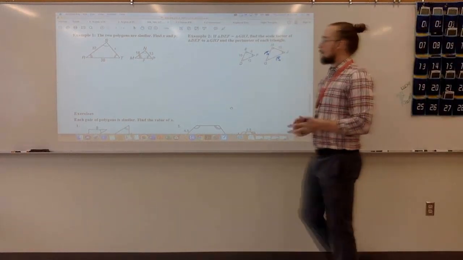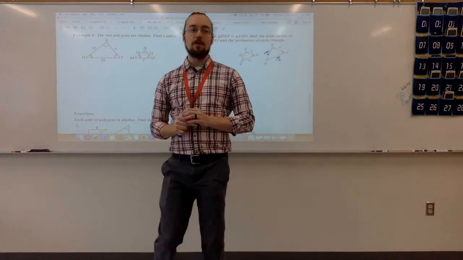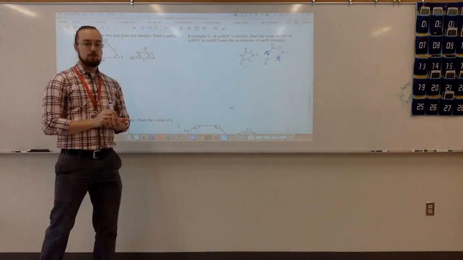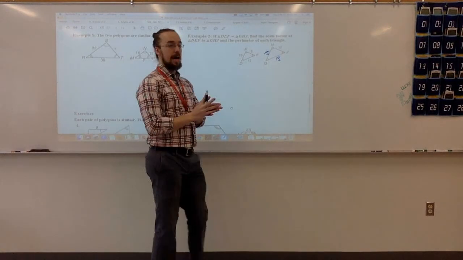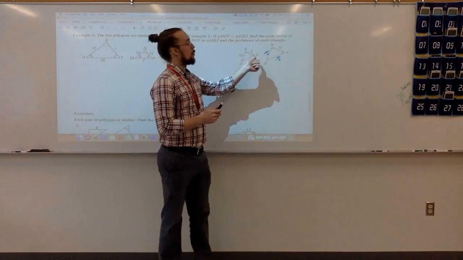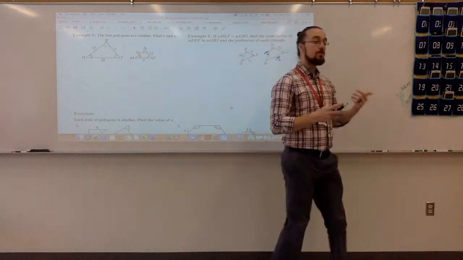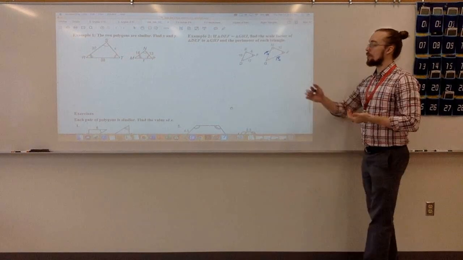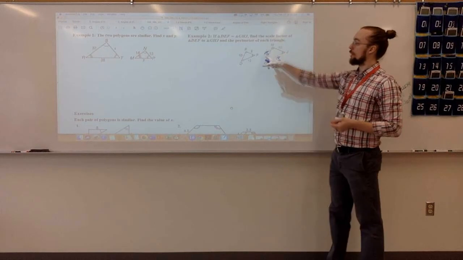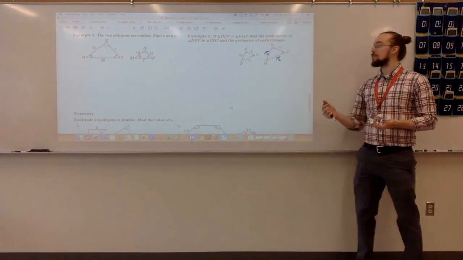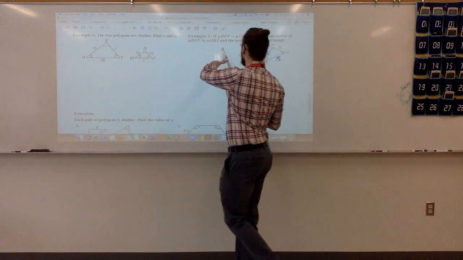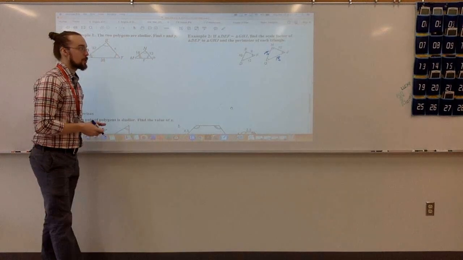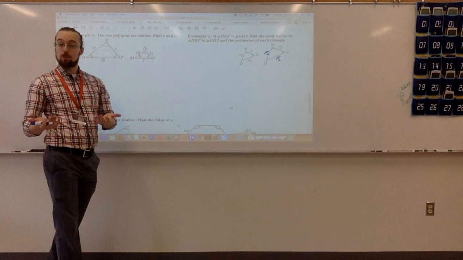Alright. I believe we left off at the end of example 2. So we found these two sides here. Right? That was the very last thing we did. We found HG was 15 and JG was 18. And then we still needed to answer the final part of this question, find the perimeters of each triangle.